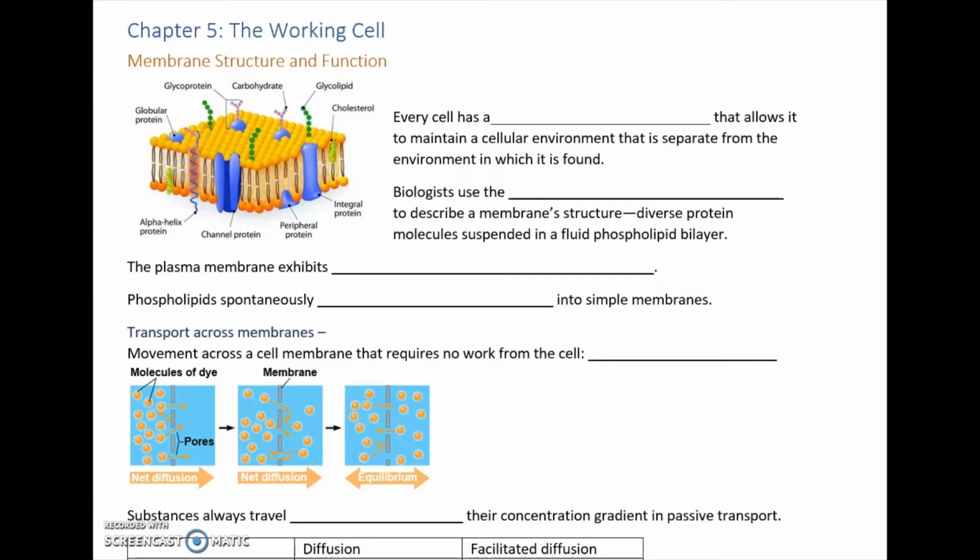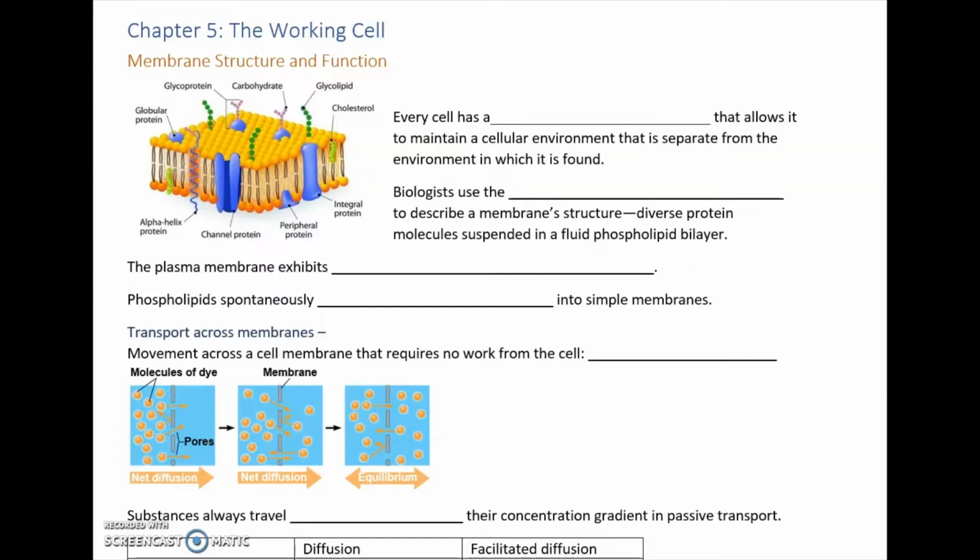So this chapter is called The Working Cell. And in this chapter, we're going to be looking at membrane structure and function, the energy of the cell, and how the enzymes function in the cell. So the first thing is the membranes.